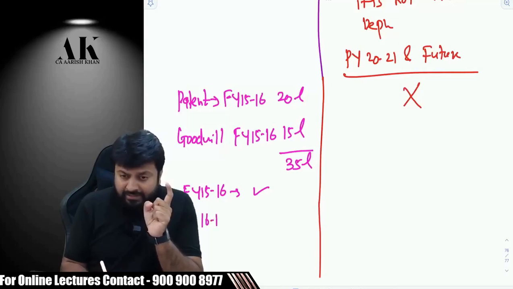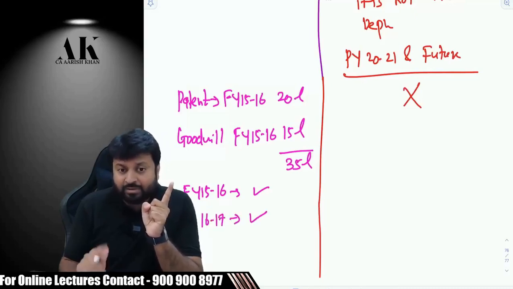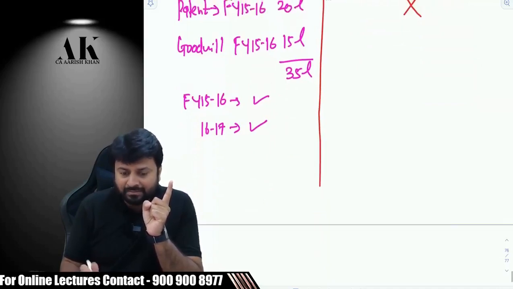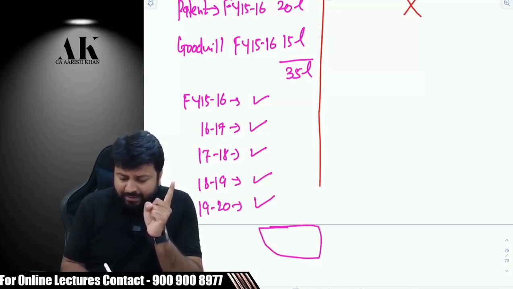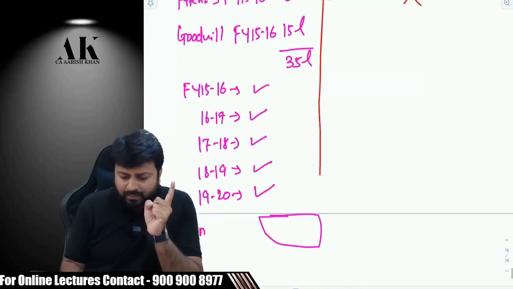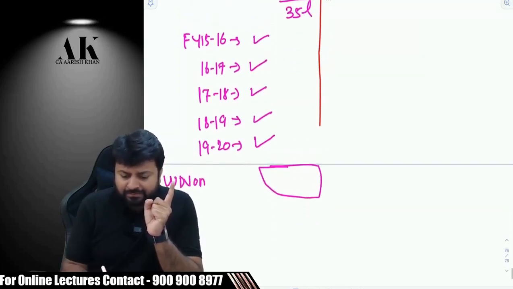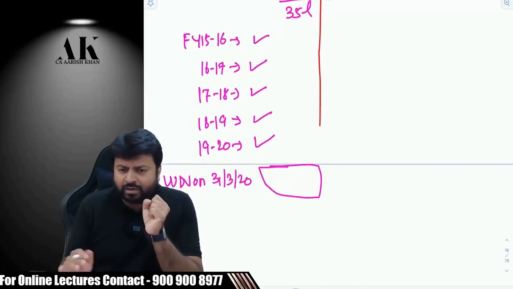In financial year 16-17, you will claim depreciation on both, right? Yes, sir. In financial year 17-18, you will claim depreciation on both. In financial year 18-19, you will claim depreciation on both. In financial year 19-20, you will claim depreciation on both, right? Yes, sir. Then you will have a WDV on what? You will have a WDV on which date? 31st March 2020 you can say, or 1/4/2020 you can say.